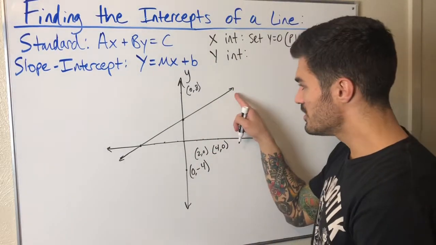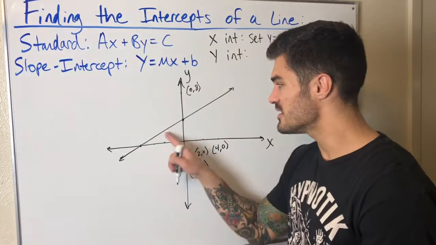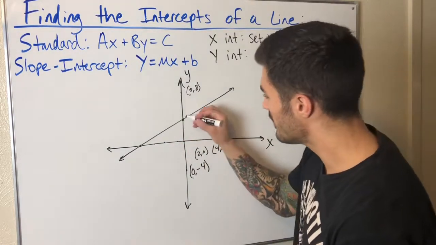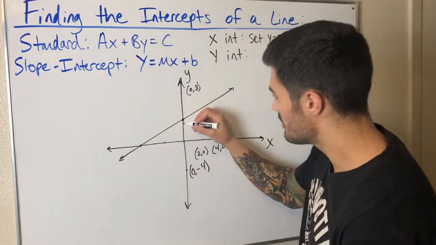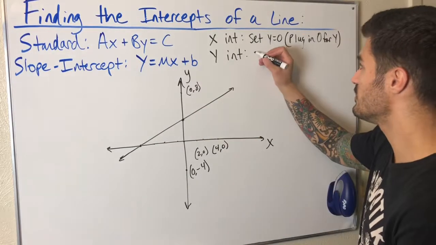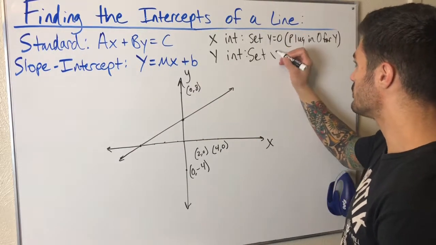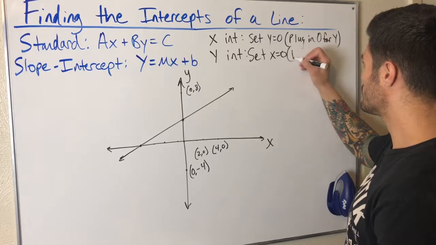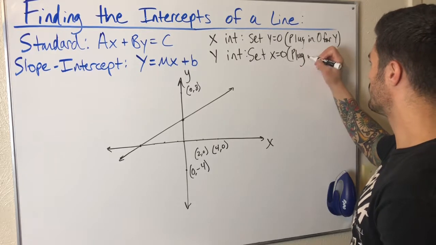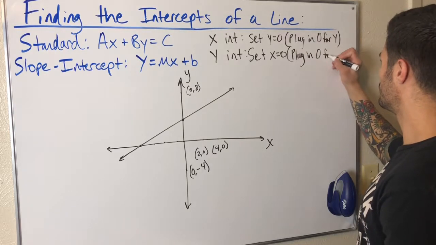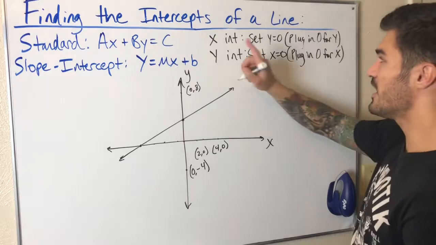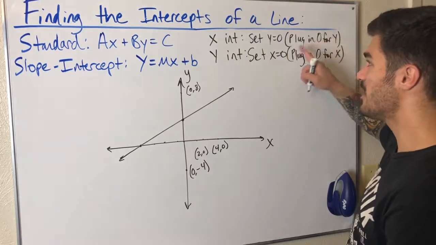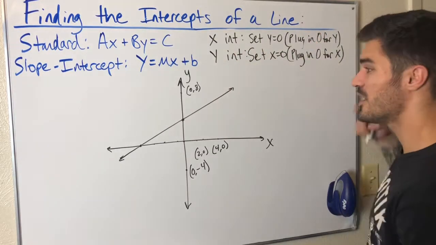So what if we plug in 0 for x into this line? We'll find out this y value for this coordinate. So that's what we do here, is we set x equal to 0. In other words, we plug in 0 for x. So for an x-intercept, you plug in 0 for y. For y-intercept, you plug in 0 for x.